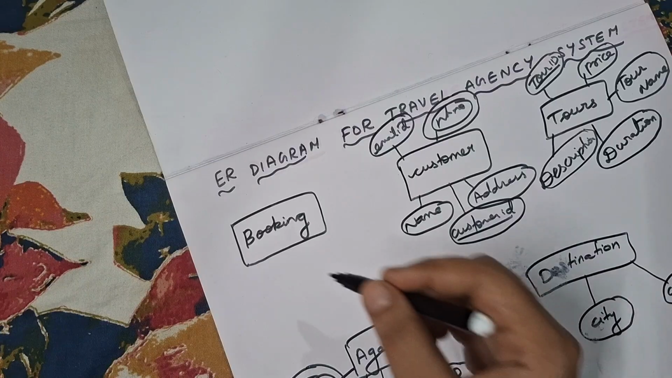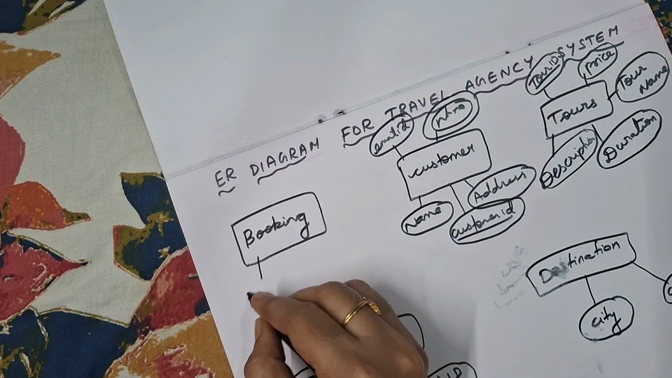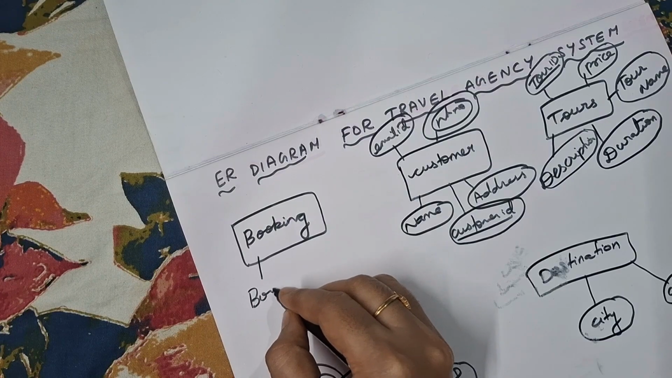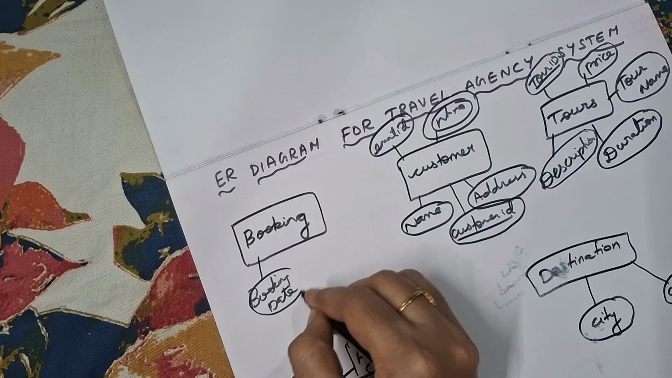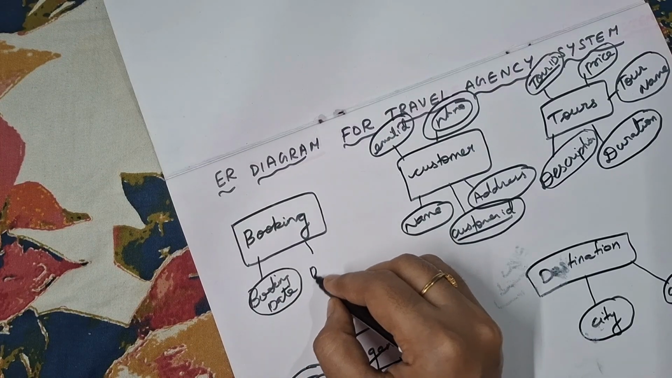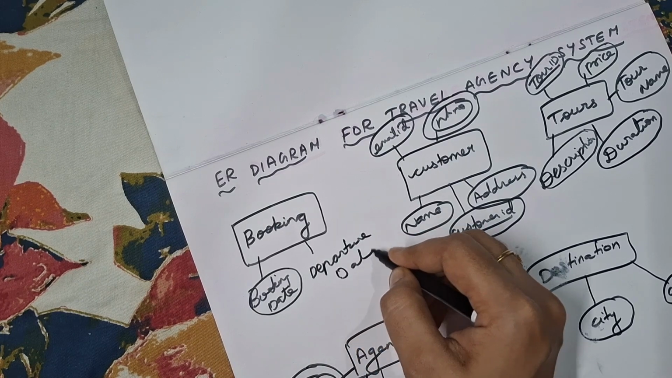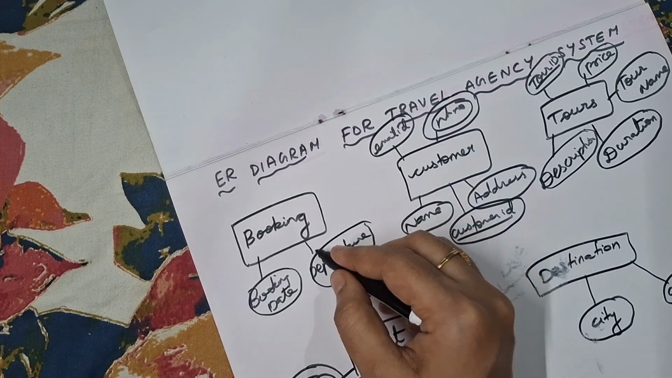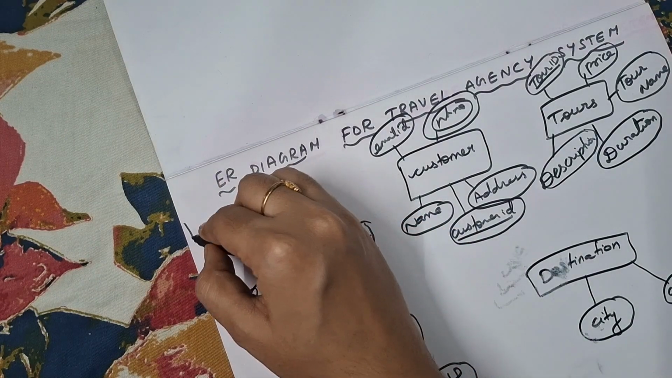Next, what are all the attributes of the entity booking? On which date you have booked. So booking date. So on which date you have booked for the tour. Next, what is the departure date? So on which date you are starting for the tour. So if I am starting on a tour today, then the departure date will be today's date. Next, return date.